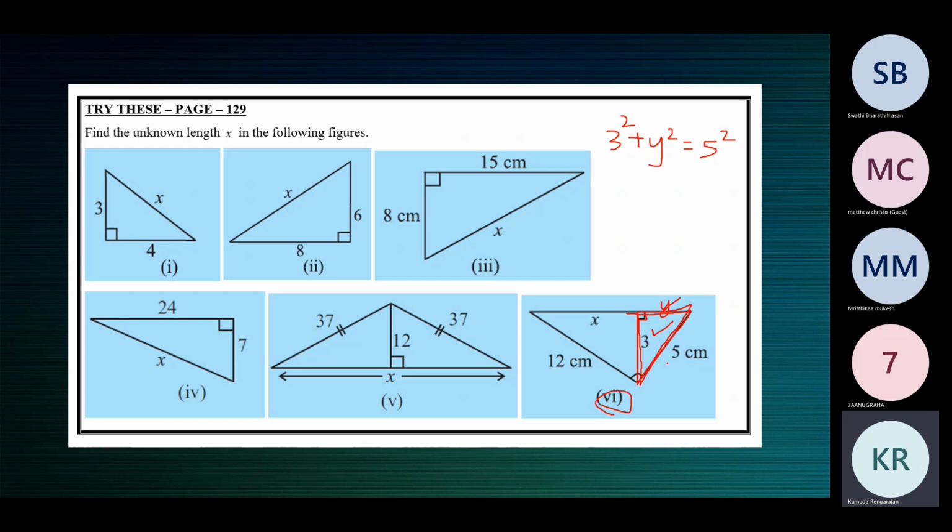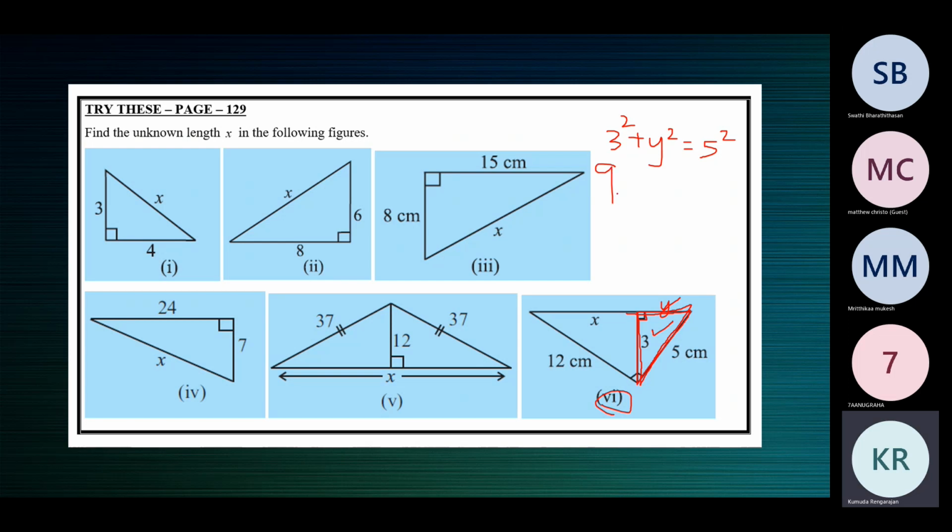The hypotenuse is 5, so that should come alone. The other two sides are 3 and y. So the equation is 3 square plus y square is equal to 5 square. You can also write 5 square is equal to 3 square plus y square. I want that variable y to be in the left hand side. We're just writing the three sides, 3, y and 5. 5 is alone on one side because it's opposite the right angle. The remaining two sides, 3 and y, you square and add.